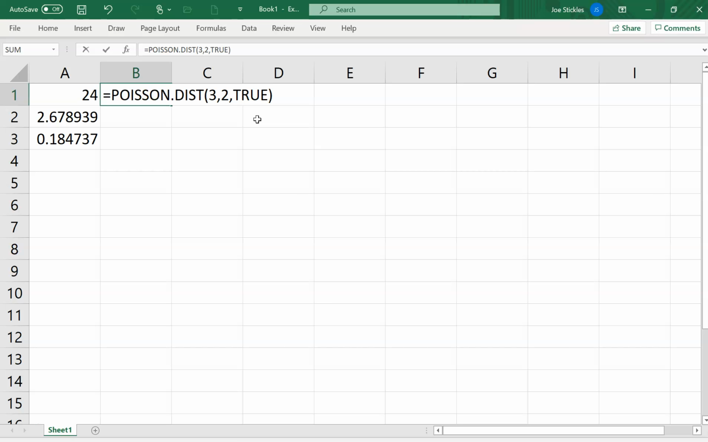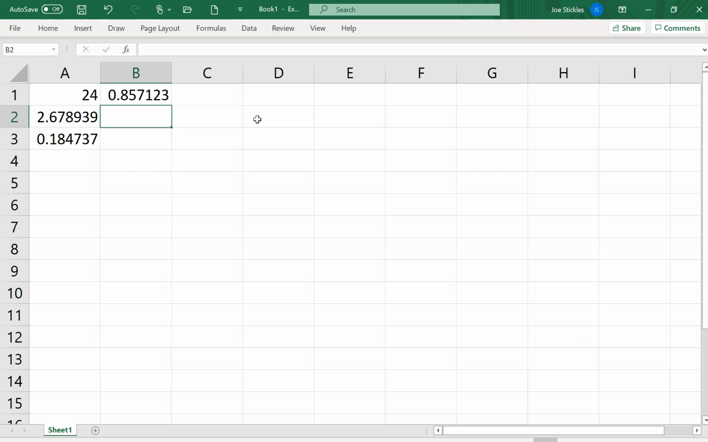Wait, why is it cumulative? Because it was from 0 up to 3. So you get 0.857. So if it was just at 3, would it be false? You would do false. Yep.